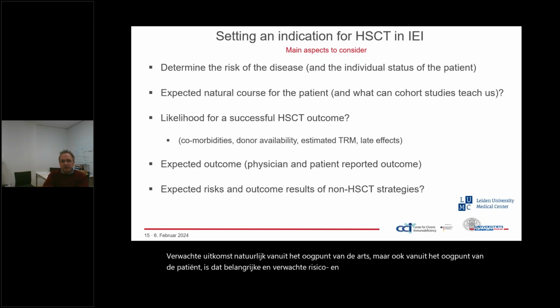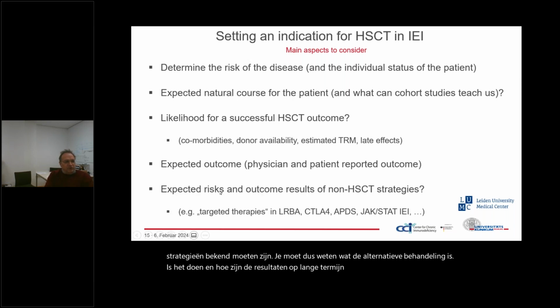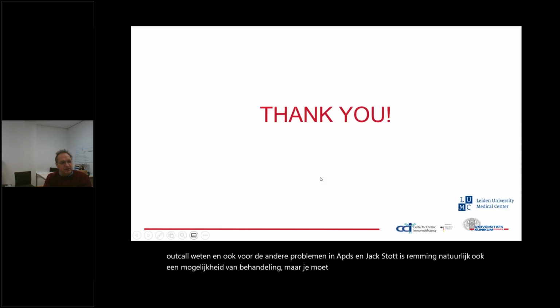So you have to know what the alternative treatment is doing and what the long-term outcome of these procedures and strategies is. So targeted therapy, for instance, for LRBA or CTLA4, you have to know the long-term outcome of that. And also for the other issues in APDS, and JAK-STAT inhibition is of course also a possibility of treatment, but you have to know what the 5, 10, 15-year outcome of these strategies is.